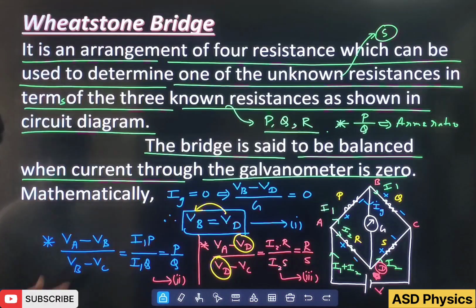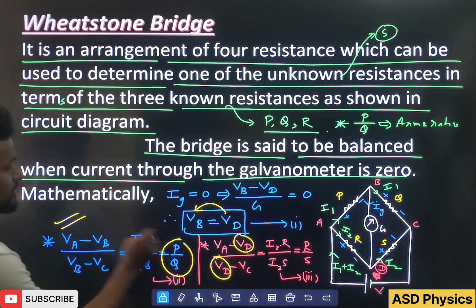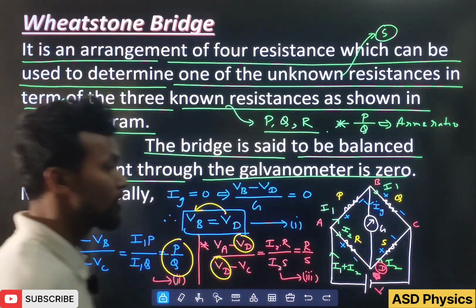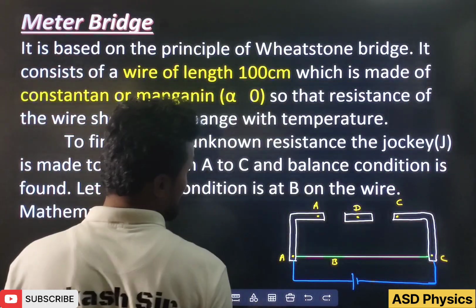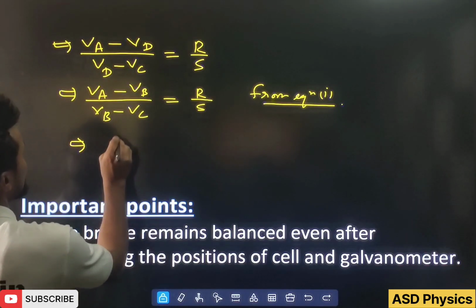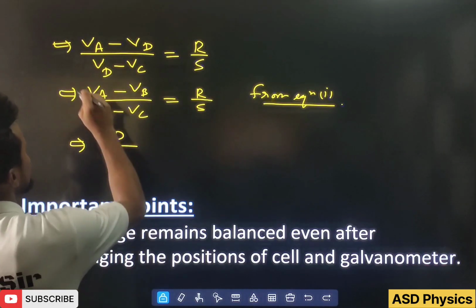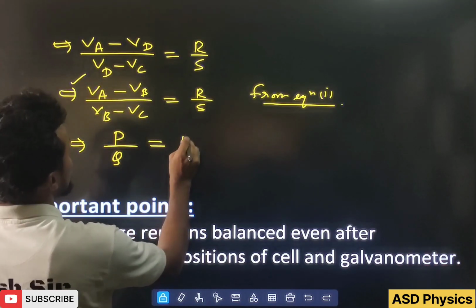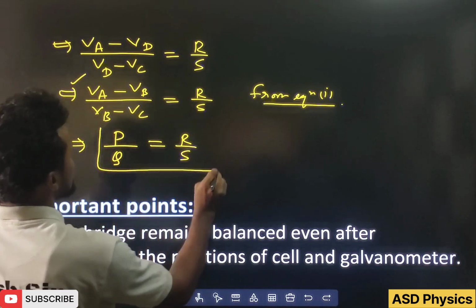Now you check here, VA minus VB by VB minus VC. What is written here? P by Q. That means the left side of that equation I can write as P by Q. Is it? That means this is P by Q. So P by Q is equal to R by S.